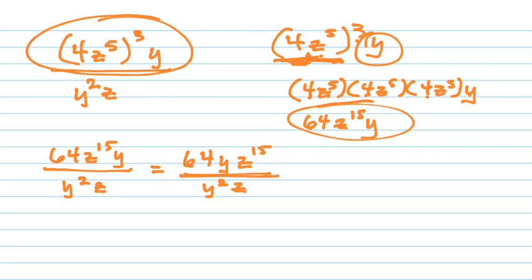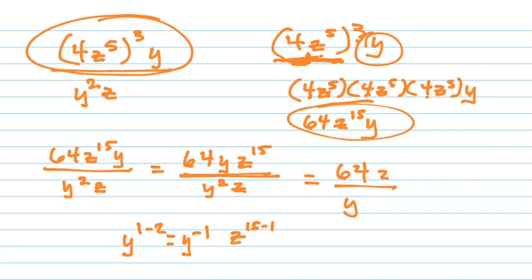Now, what's the fraction bar mean to do? Divide. So 64 divided by 1 is 64. Y divided by y squared is y to the 1 minus 2, which means it should be where? In the bottom. Z to the 15 divided by z to the 1, z to the 15 minus 1 is z to the 14, and since it's positive, it stays in the top. There you go. They look horrible, but they're really not bad.